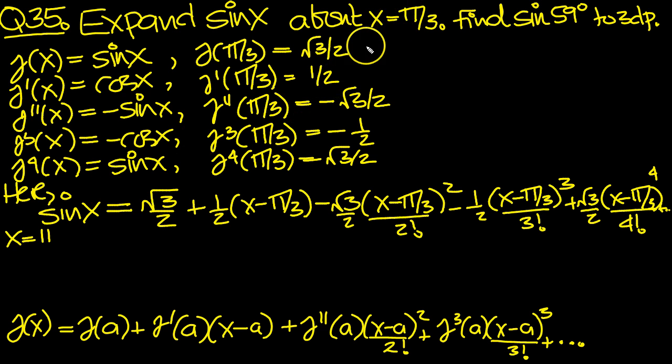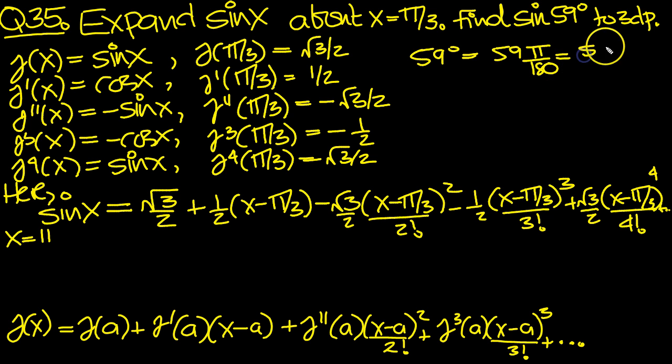Now, what do we want to insert? Not pi over 3. Yeah, sine of 59 degrees. So 59 degrees is equal to 59 pi over 180, aren't they? Because pi over 180 is 1 degree. So that's 59 pi over 180. Okay, so that's what we've got there. 60 degrees is 60 pi over 180, isn't it?